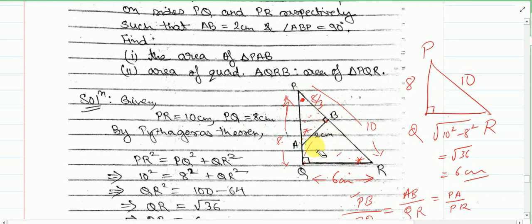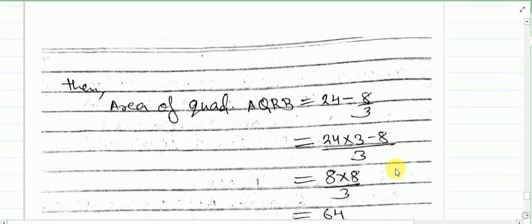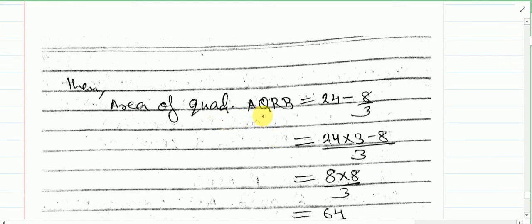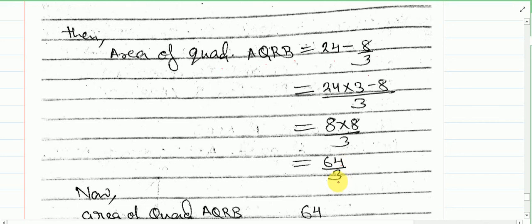So area of that quadrilateral AQRB will be 24 minus 8 by 3. Simplify, you will get 64 by 3 centimeter square. I had forgotten to write.